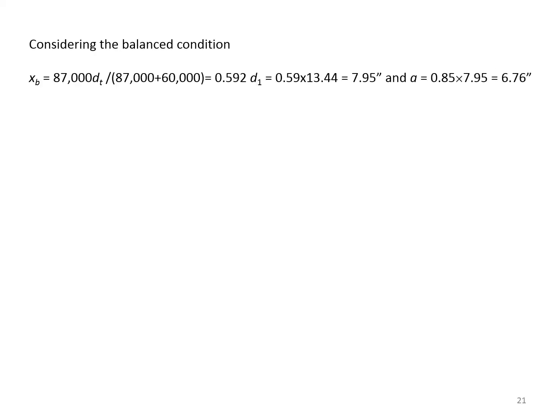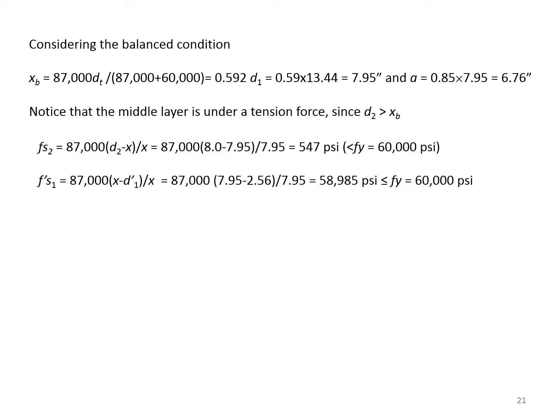Now we consider the balance condition. xb for the balance condition is equal to 0.592 d1. It is equal to 7.95 inches. And therefore a is equal to 6.76 inches. And notice that the middle layer is under a tension force because d2 was larger than x. We find the stresses fs2 and f's1 using the equations given previously.